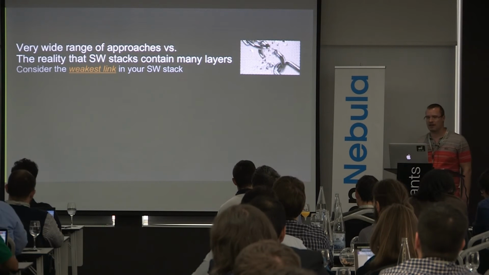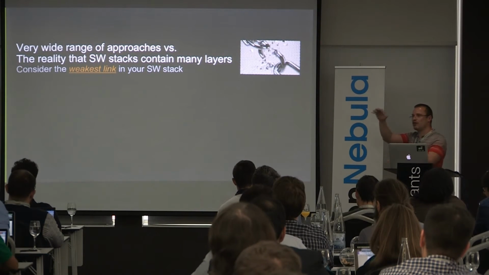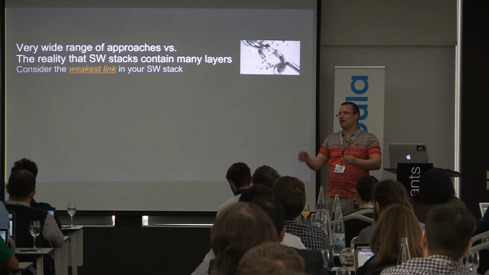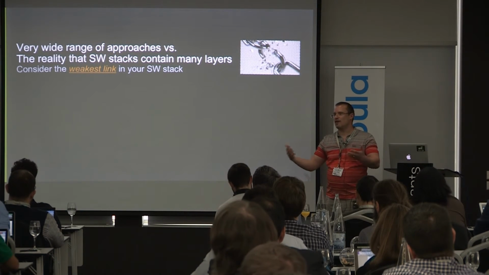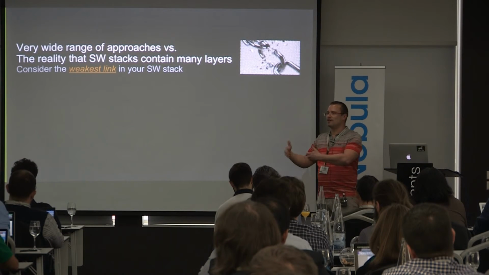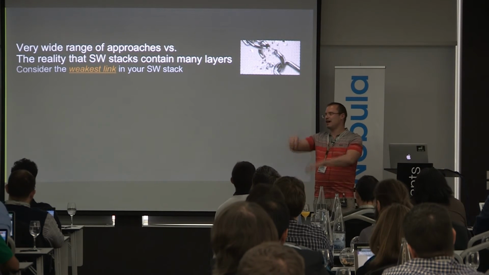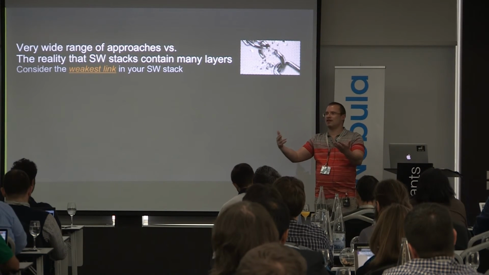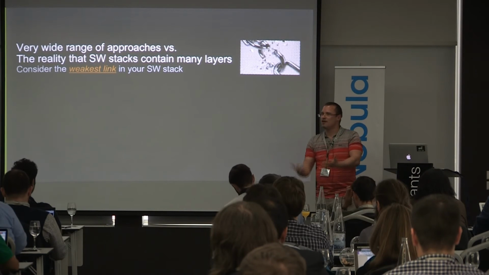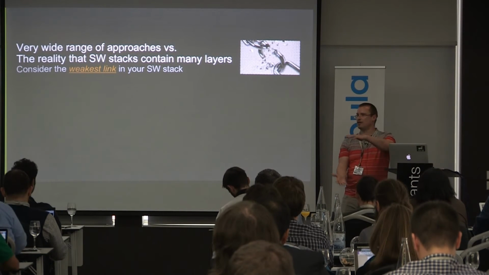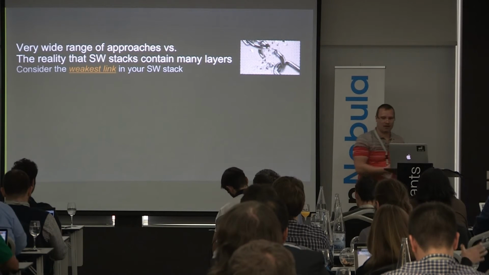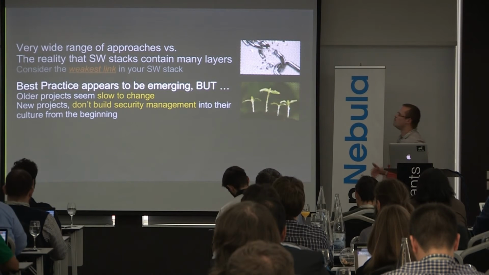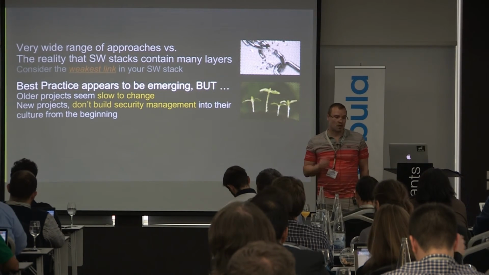If you look at software stacks today, they get more and more complex, with different layers. Each layer might be a project which has a different security vulnerability process and also a different approach. So you have that whole idea of a weak link, right? If something in your stack doesn't have any process, that's your weak link. Fundamentally, as a user of that stack, you're going to be vulnerable because of that weak link. The good news is best practice appears to be emerging.